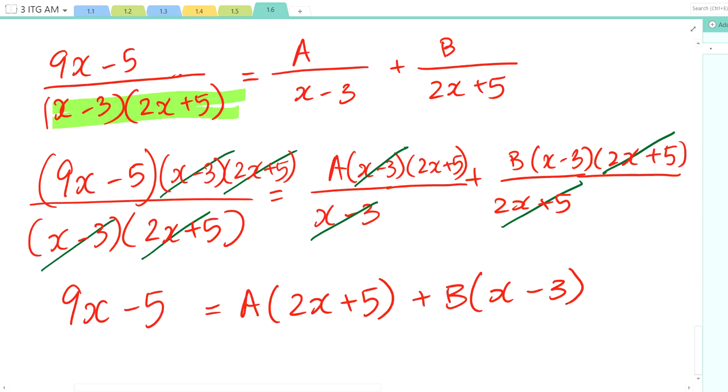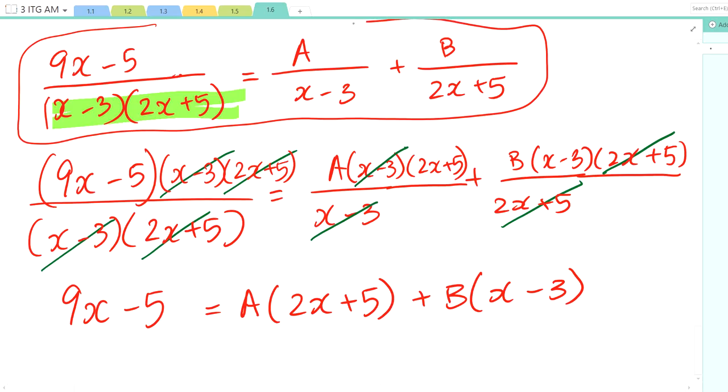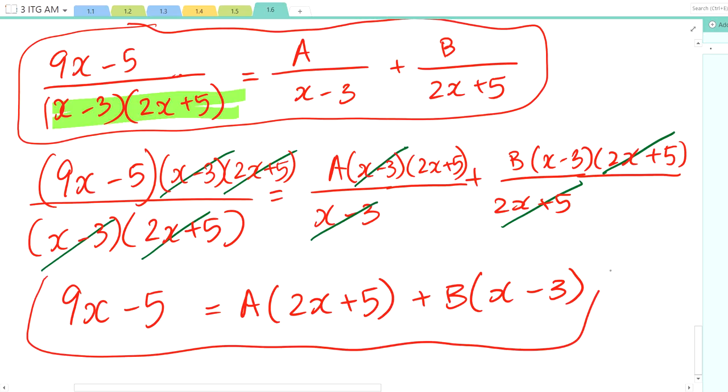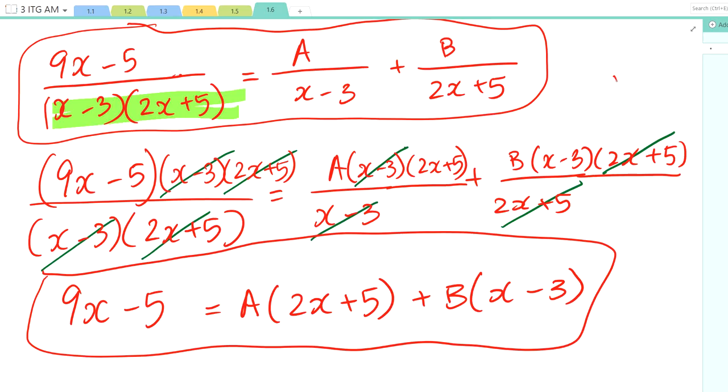Okay? Compare this with the original question. You should be able to see some patterns. In fact, this step over here can be skipped. Straight away, you could have done this mentally.